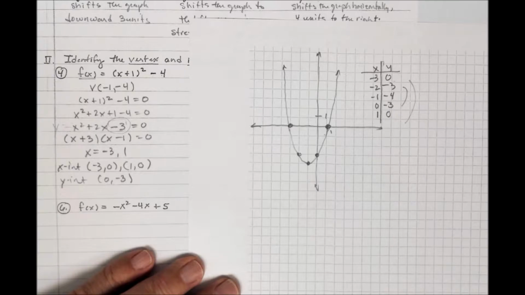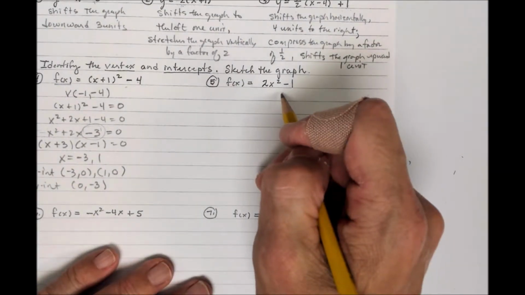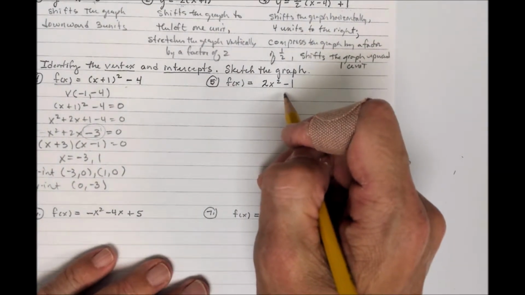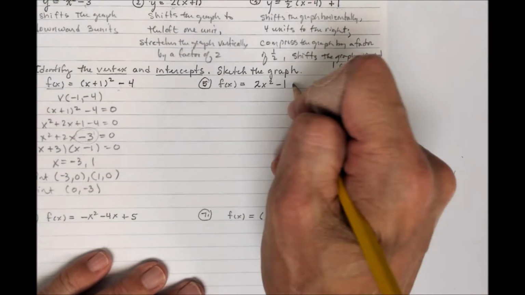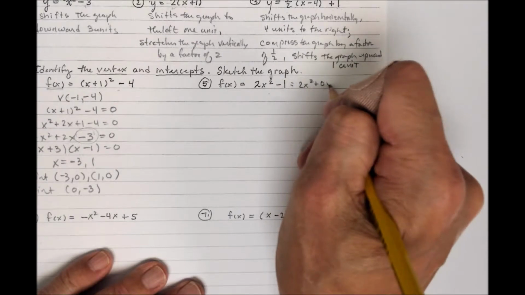Okay, I'm going to make a t-chart. I'm going to start with the vertex. So it was very convenient that it was in vertex form. Now the next one is not in vertex form because there's no quantity squared. In fact, this is kind of a weird one because there's no x term. This is like 2x squared plus 0x minus 1.